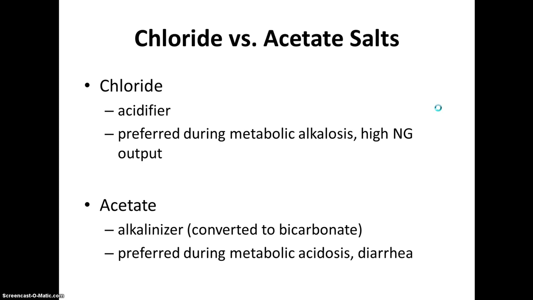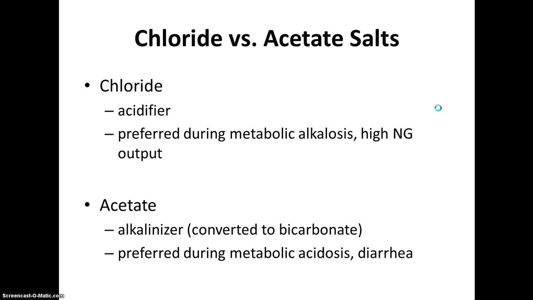So for example, chloride is an acidifier. So if somebody has metabolic alkalosis, for example, from high nasogastric tube output, it's good to replace some of that chloride that they may have lost from the NG tube via the TPN. And since it's an acidifier, it will help sort of neutralize the alkalosis that the patient's experiencing.